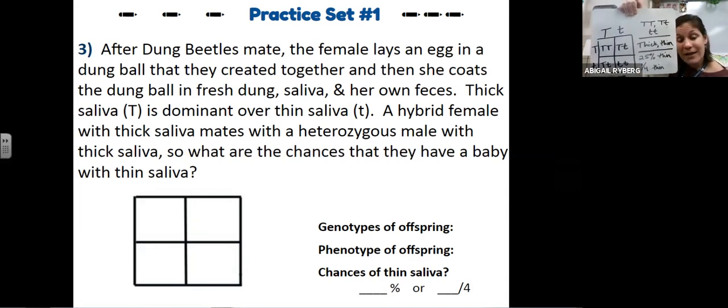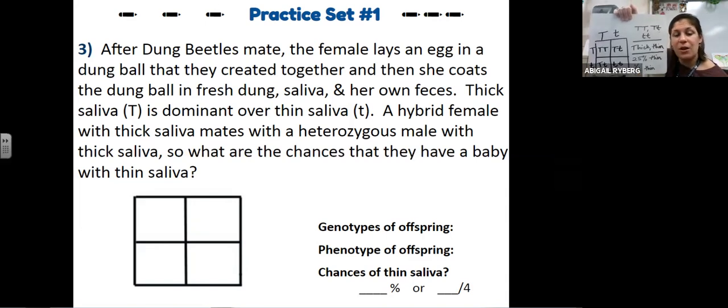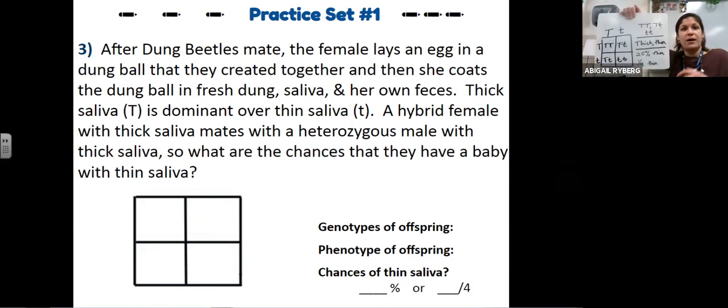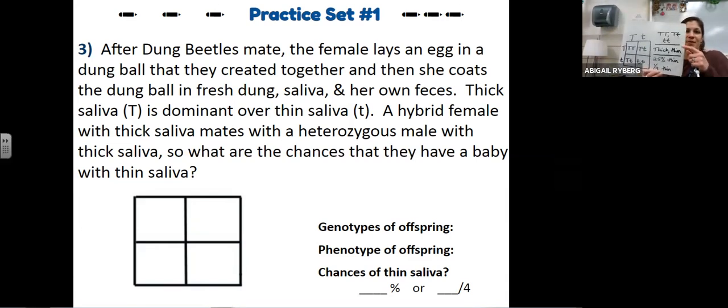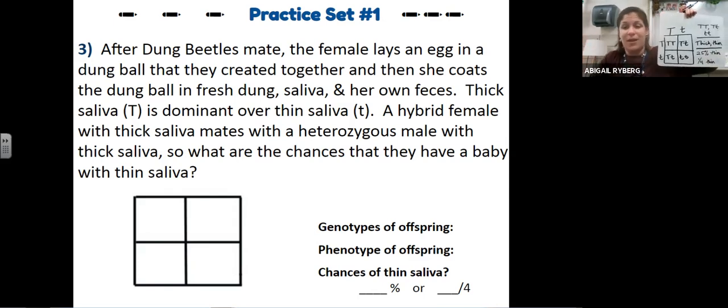You'll just have to read these word questions closely and see what I'm looking for. So you'll have to watch whether I want the genotype, the phenotype, the percentage, or the fraction. And I will try to make it really obvious, I promise. I'm not trying to be tricky. I'm trying to set you up for the AIR test when I don't know what they're going to give you.